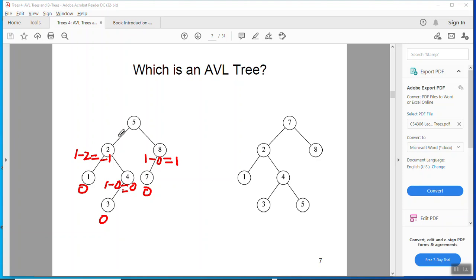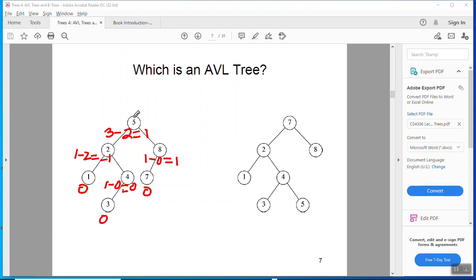so what is the height of this left subtree? We will take the maximum path. So 1, 2, and 3. 3 minus, and this side is 1 and 2. This side is 2, so 3 minus 2 equals 1.